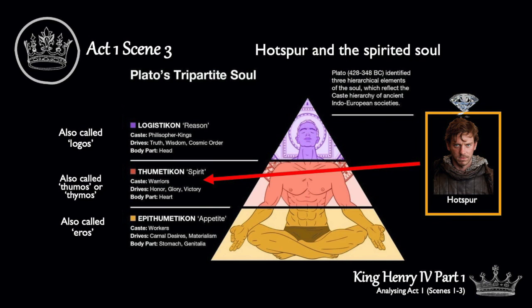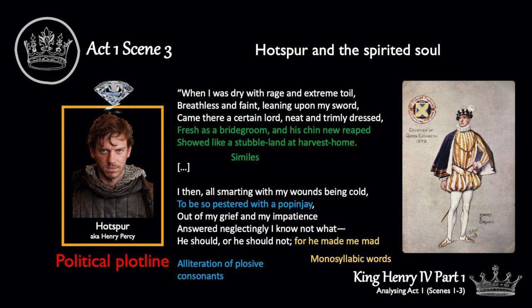His passions consume him. We see this in his first speech. He uses excessive amounts of imagery to describe the popinjay nobleman who came to him in battle to demand his prisoners. He's ranting, calling this man fresh as a bridegroom, and his chin new reaped showed like a stubble land at harvest time. These similes are unnecessary but passionate additions to Hotspur's explanation, and he only builds in momentum, almost spitting out the plosive consonants in the alliterative metaphor "to be so pestered with a popinjay."